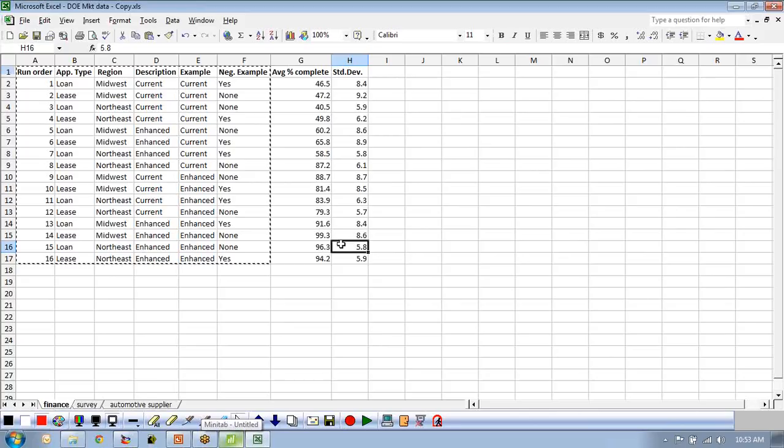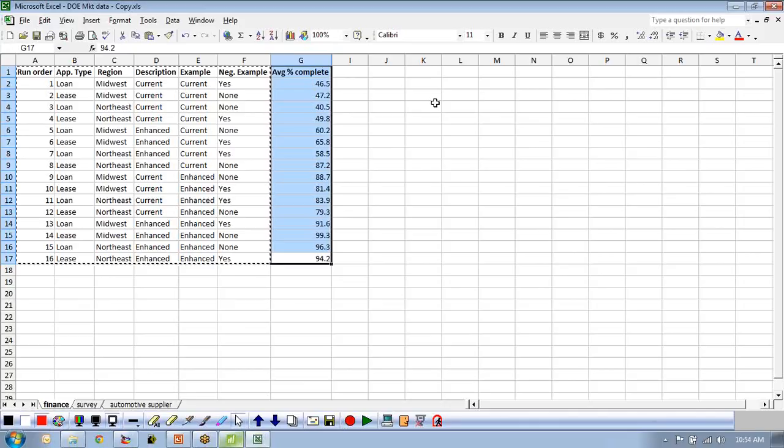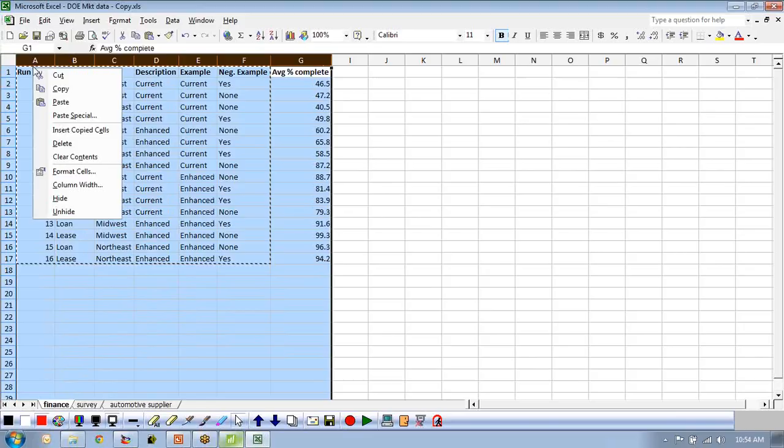Now, just keep in mind that when they started the experiment, I'm not going to worry about the standard deviation here for a moment. When they started the experiment, they wouldn't have had these percent completes. But think about it this way. You know what? I'm just going to get this into Minitab and then we can talk about it there.